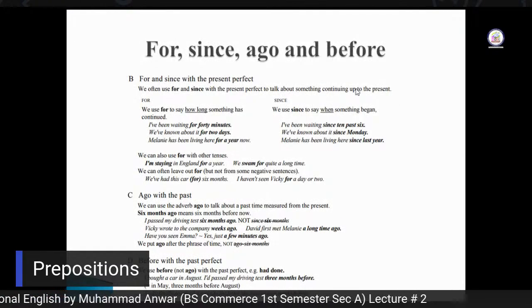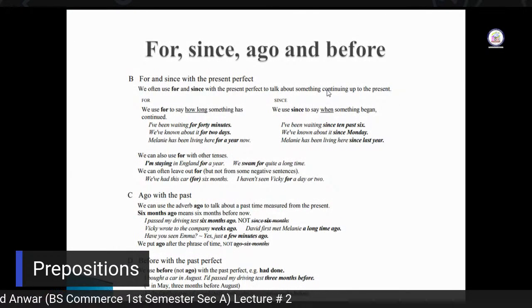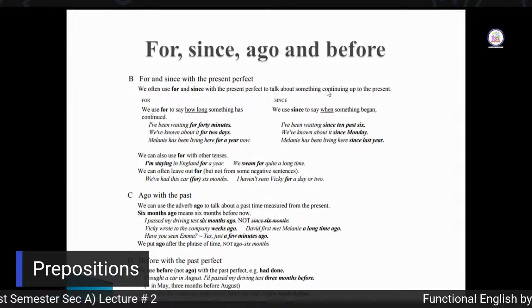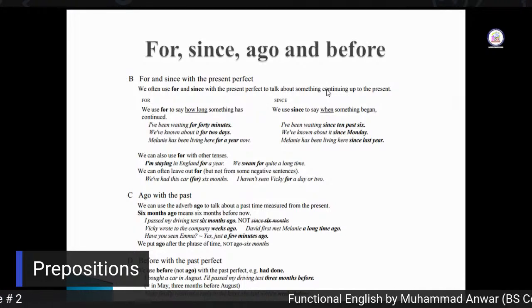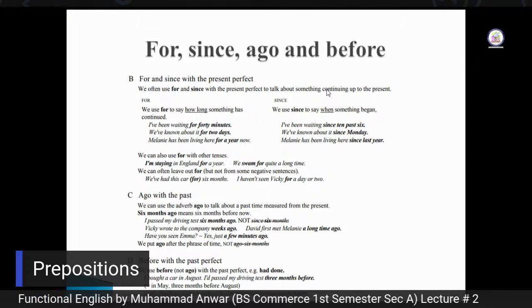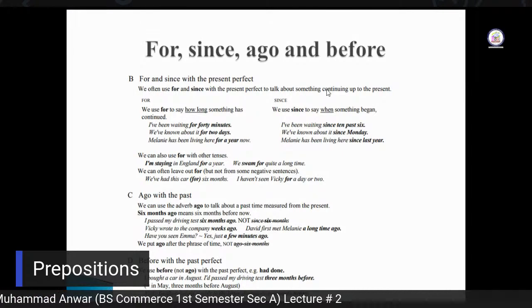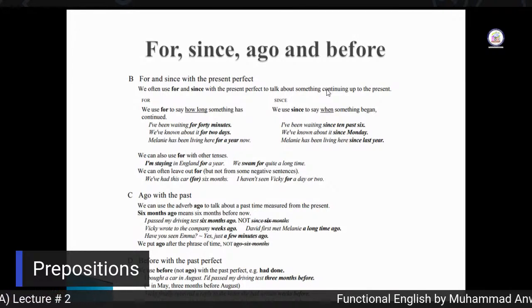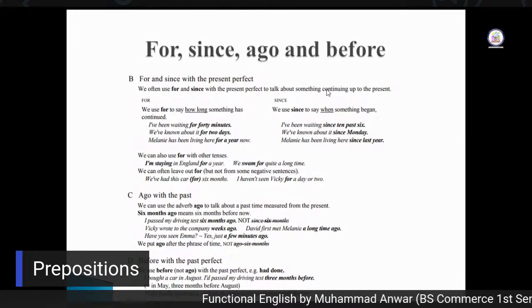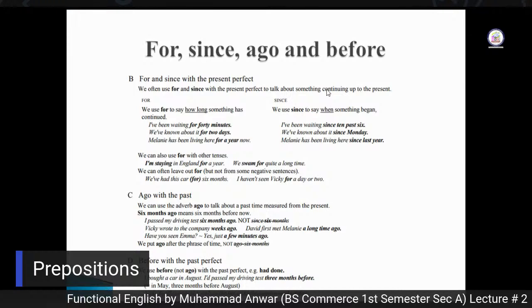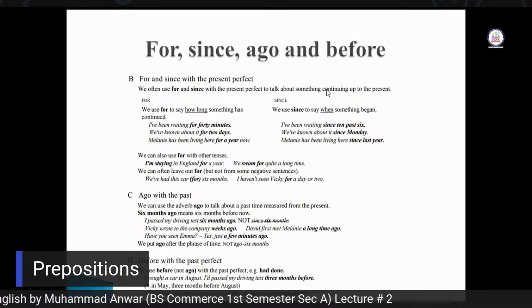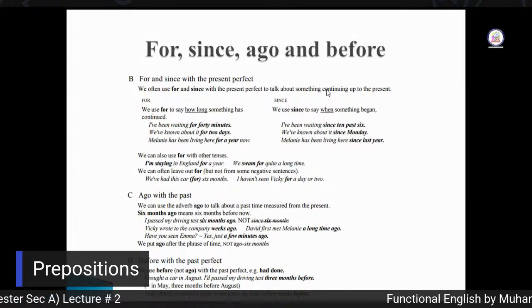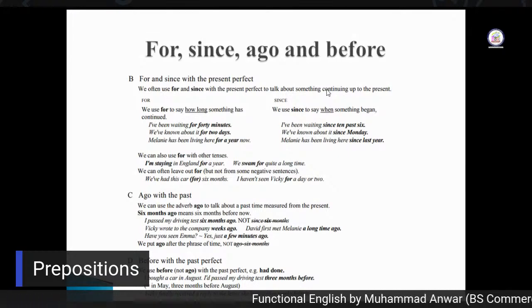Now, for, since, ago, and before. These are some important prepositions, and they are basically prepositions of time, and they are used very commonly in perfect tenses and sometimes also in affirmative or simple sentences. For example, we often use for with the present perfect to talk about something continuing after the present. We use for to say how long something has continued, since when something has begun.